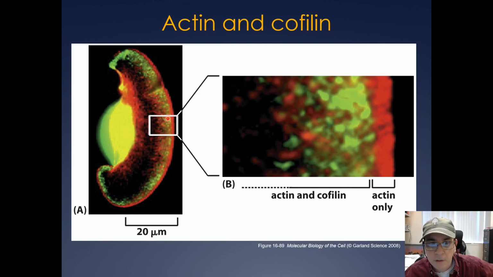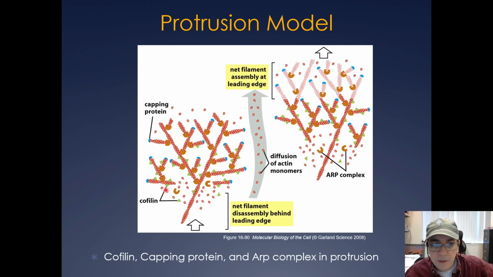So here you have a better image of that. This time it's stained red for actin and the cofilin in green. And you can see at the very, very leading edge where you only have the actin polymerization occurring, and then stabilization behind with the actin and cofilin. And here they are. You have the ARP complex, and we saw an image like this before. And then you can get the capping proteins and the cofilins here to help stabilize different things. And you get the polymerization on the end, and then there's a net filament disassembly behind that leading edge, and then the actin monomers can diffuse and polymerize on the head.